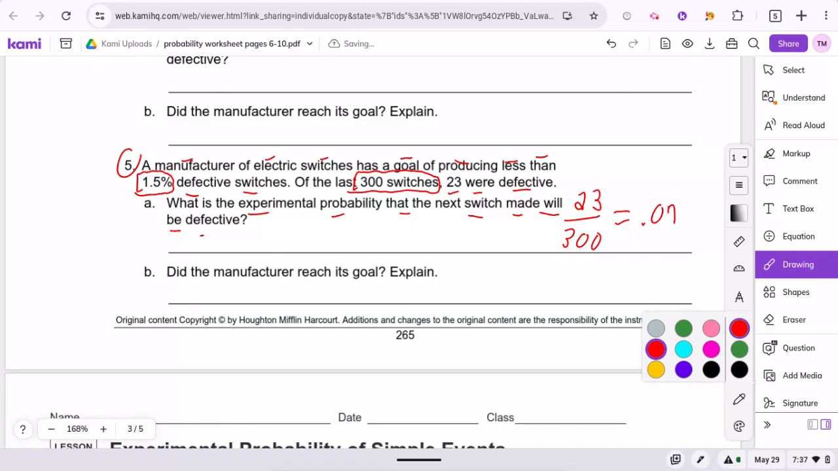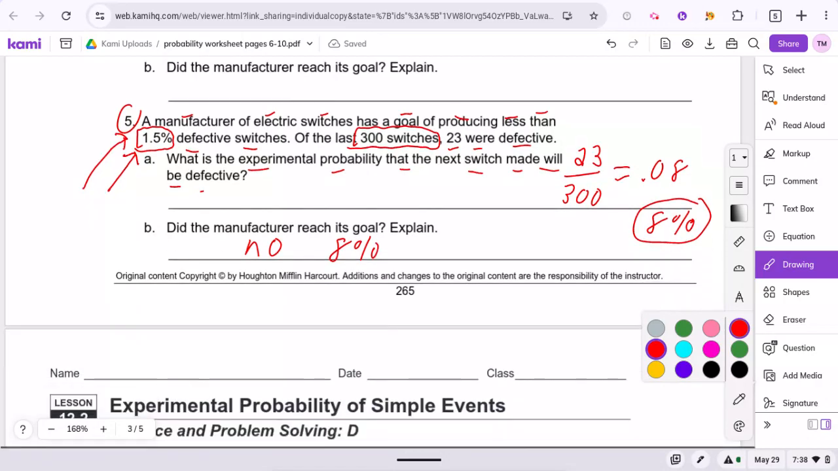0.07, and then you get some 6s repeating until another 7. So I'm going to round this up to 0.08. And if you put that as a percentage, it would come out to about 8%. And as you see, that's a much higher rate than 1.5. So the answer here would be no, because there was an 8% defective rate. They wanted less than 1.5.